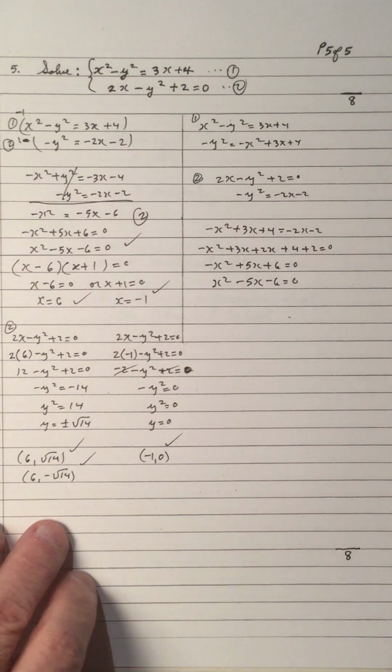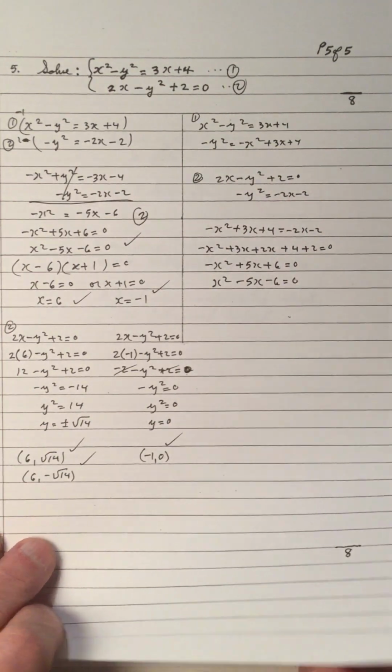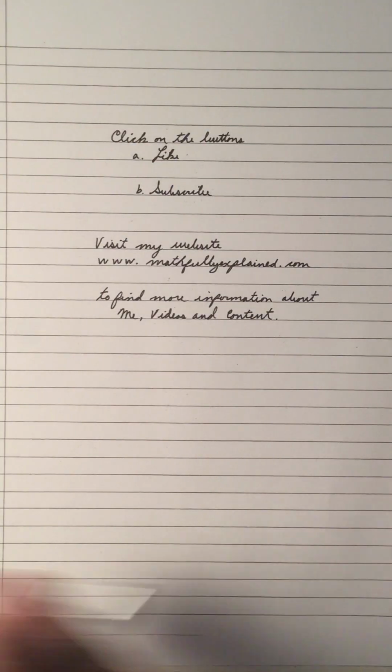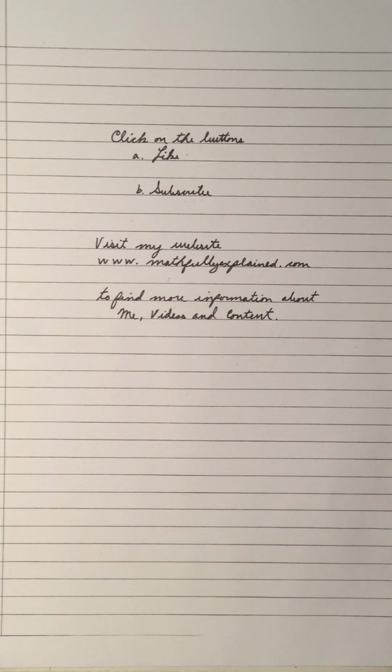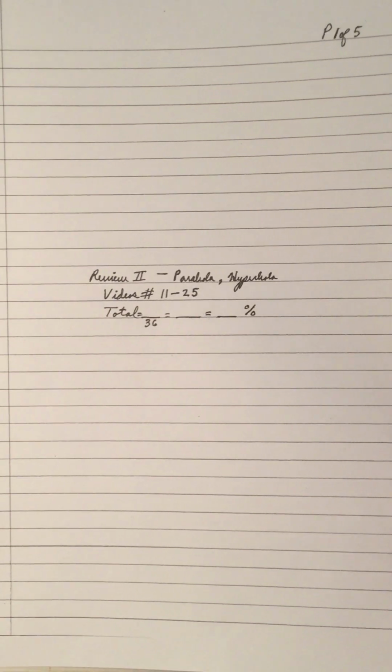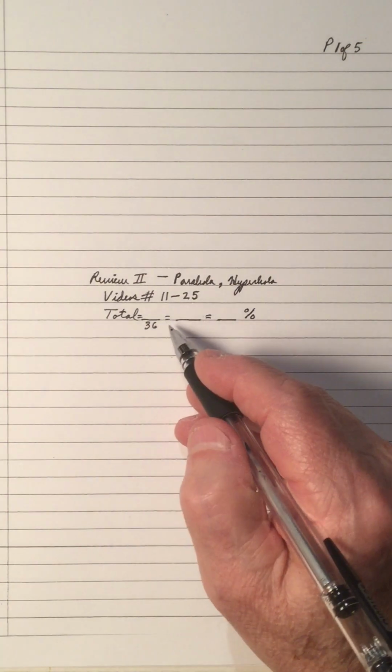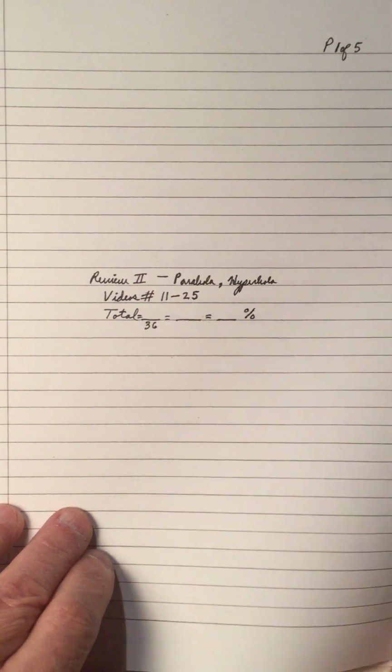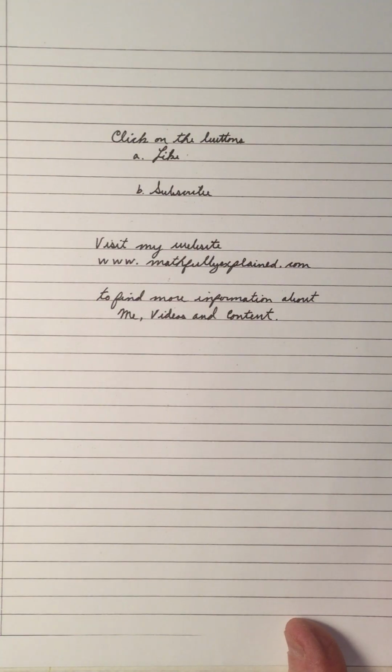So that means that hopefully everything went well. And if you go back and find your first sheet, total up each page, put your number over 36, convert it to a percent, and hopefully you did well on this review on these videos 11 to 25.